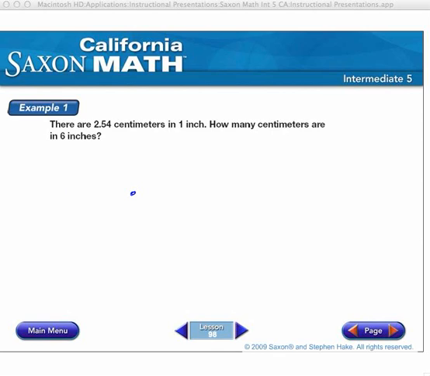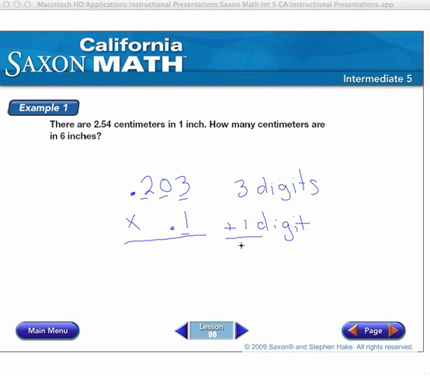So for example, if I have 0.203 times 0.1, I see that there are 3 digits to the right of the decimal in 0.203, and I see that there is 1 digit to the right of the decimal in 0.1, which means that in my answer I need to have 3 plus 1. I need to have 4 digits to the right of my decimal in my answer.